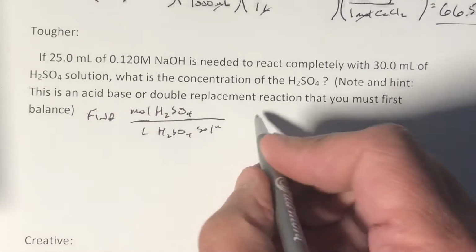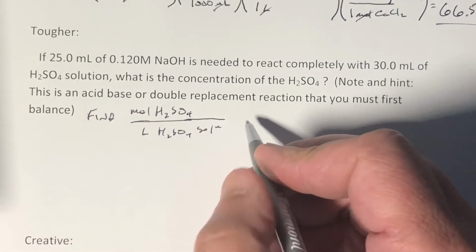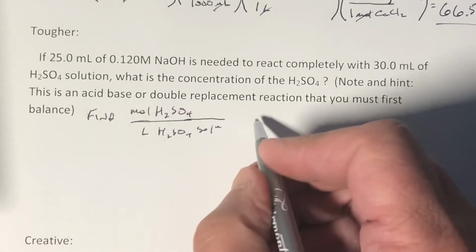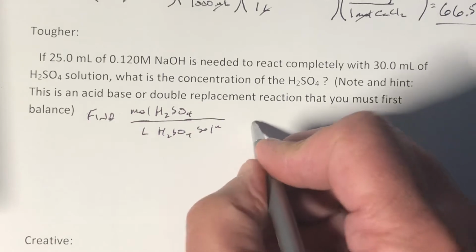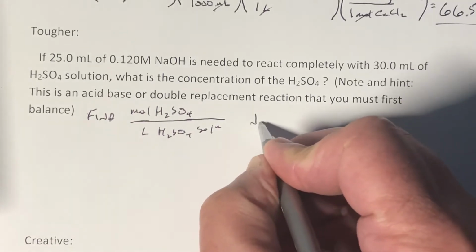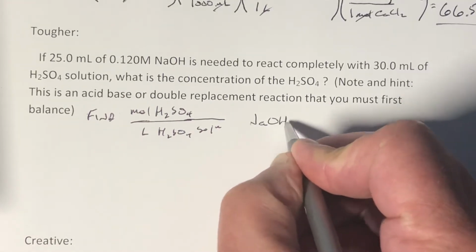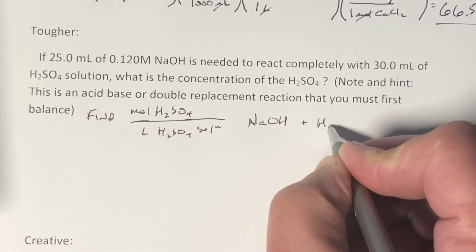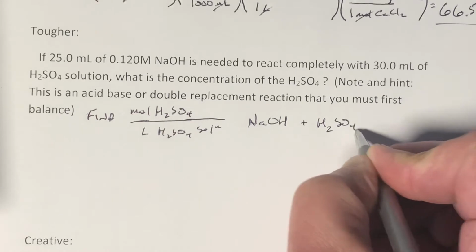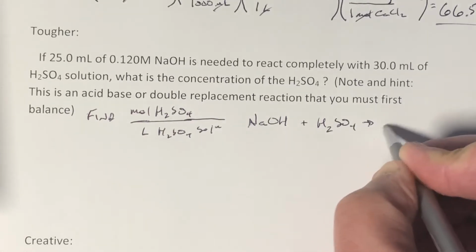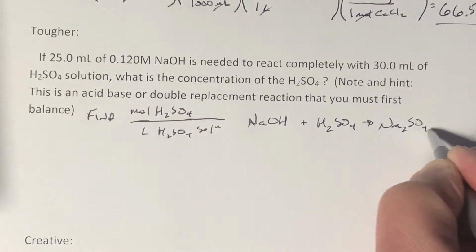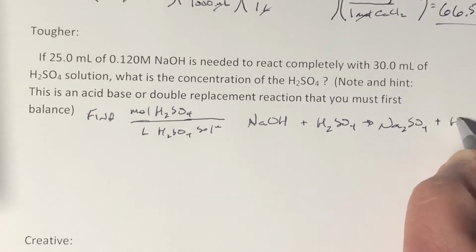Okay, we need a chemical reaction here. This is an example of an acid-base neutralization reaction. They're pretty common, so it's a good one to recognize. And that is that the sodium hydroxide reacts with sulfuric acid to give us sodium sulfate plus water.